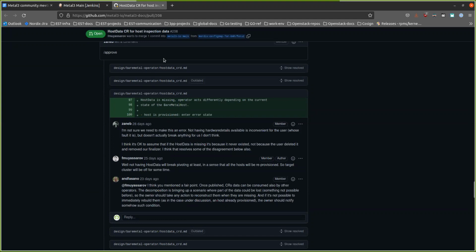And when you're going to pivoting, since the host data is missing, BMH will have to go through another round of provisioning, first deprovision and then provision, because host data is missing. And this is the case when we're going to have the API bump. I mean, when we're not going to have inspection data in the status of the BMH, when there will be only the host data CR as the source of inspection data.